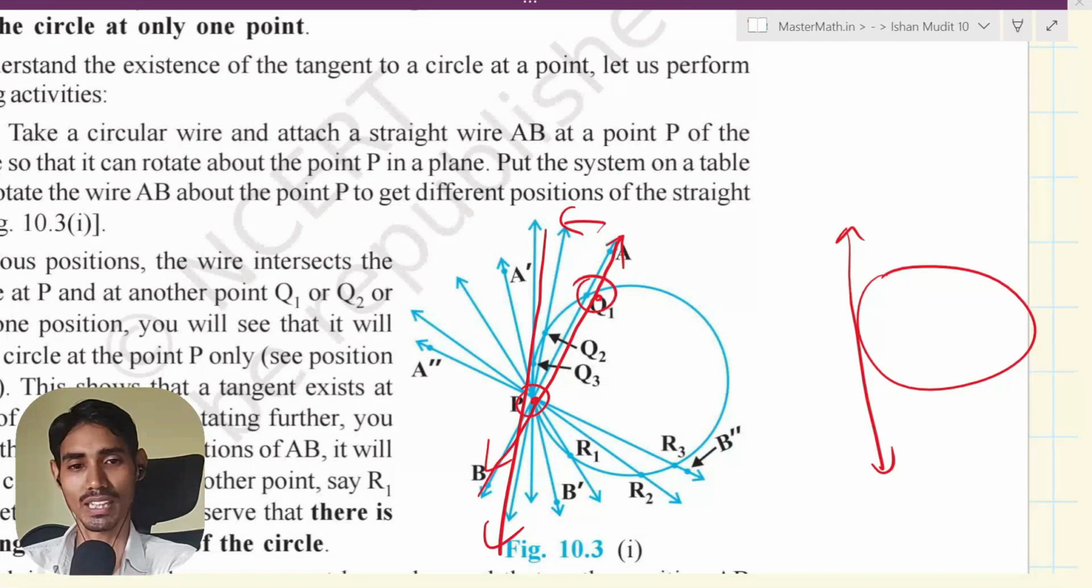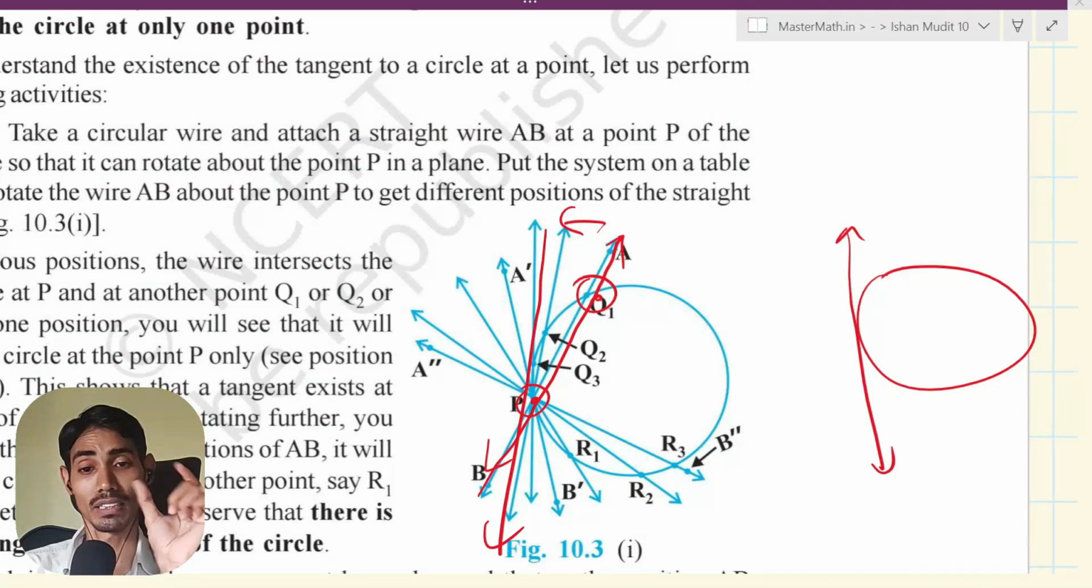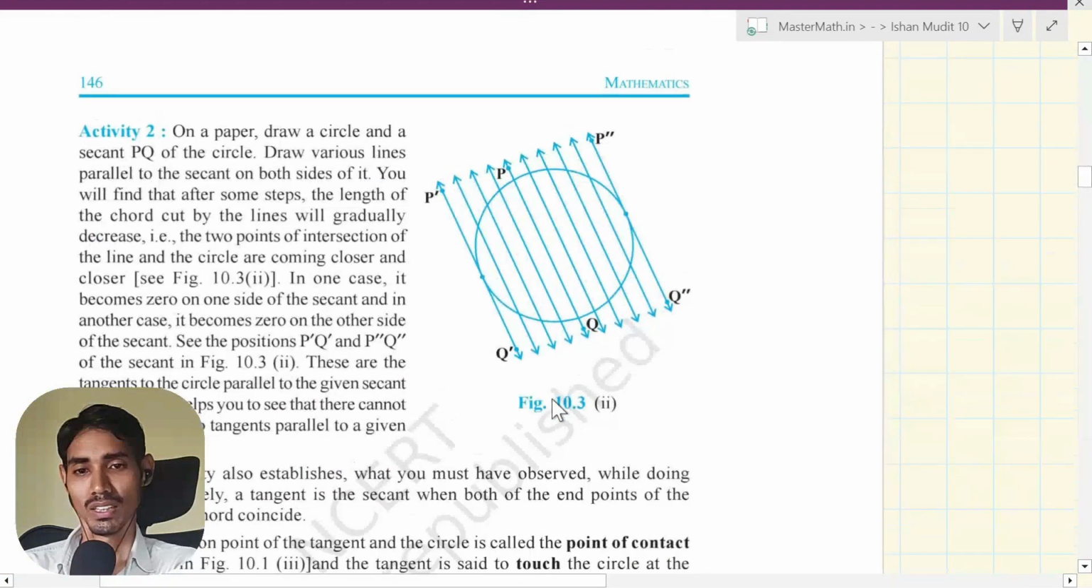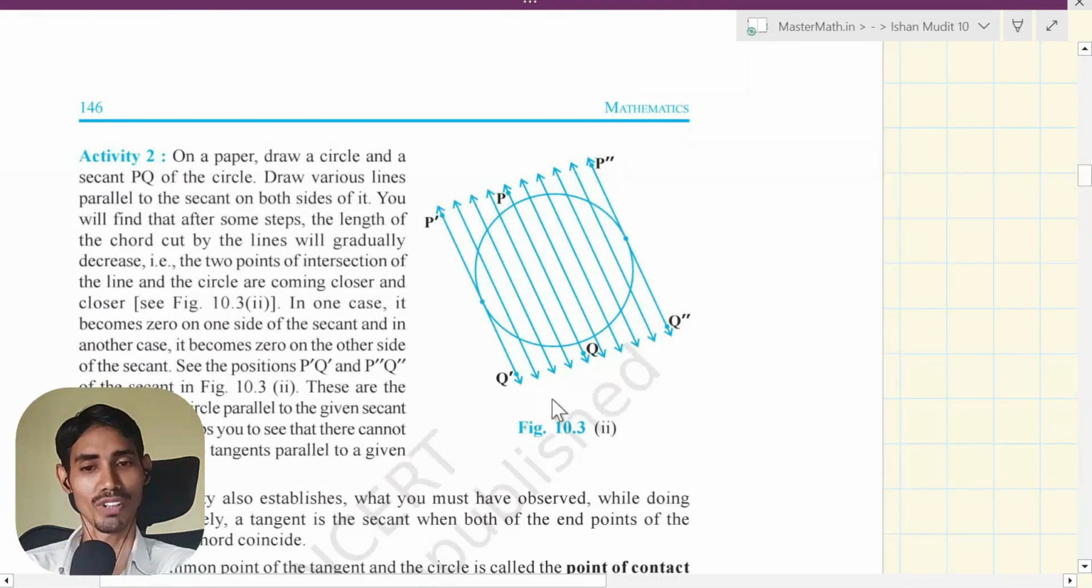Mudit, you want to ask something? So secant is a chord? Secant is not a chord. A chord is a line segment. A secant is a line. I hope you know the difference between a segment and a line. A part of a line is a line segment.